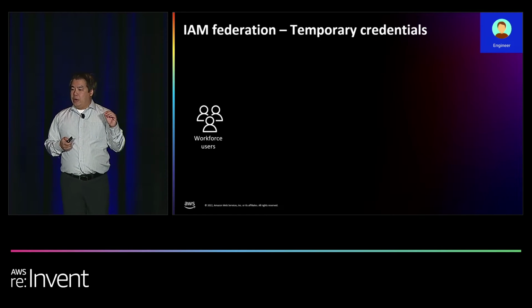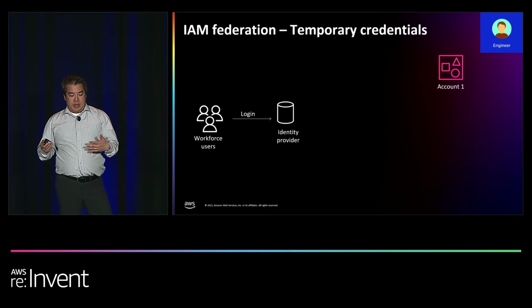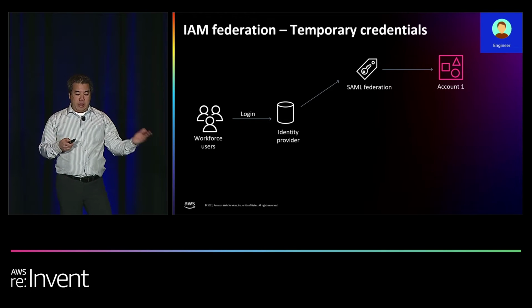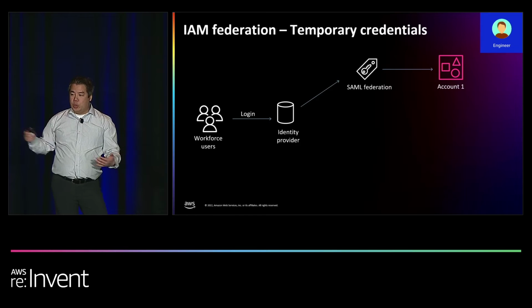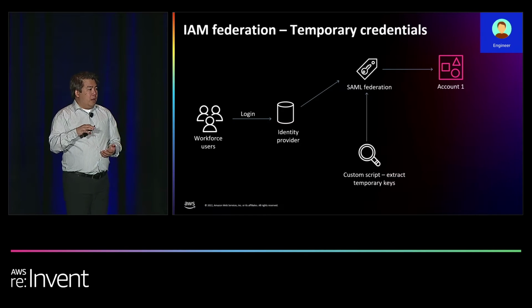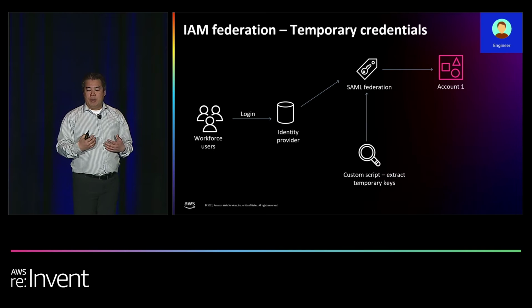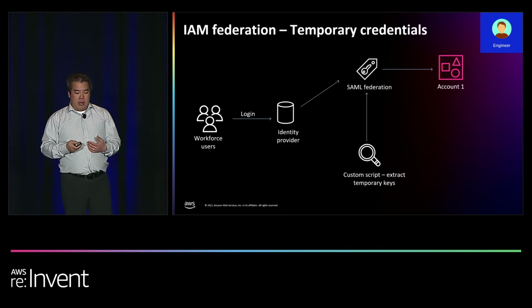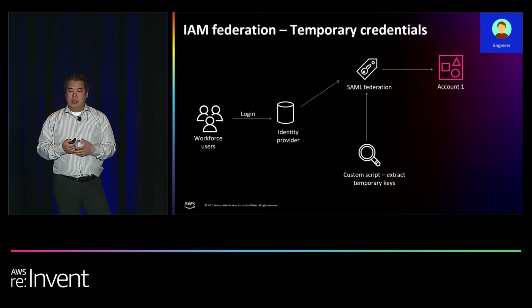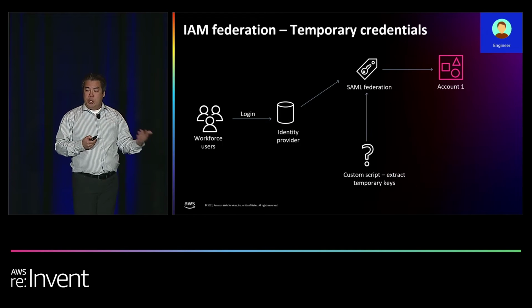So in IAM Federation, this is how you would do temporary credentials. You have a workforce, they log into the identity provider, they select an account, and you have your usual workflow. And this is where it gets a little weird. In order to get those credentials, you have to run a custom script to screen scrape those credentials out. And those are IDP dependent, they could possibly change, and it could be unreliable.